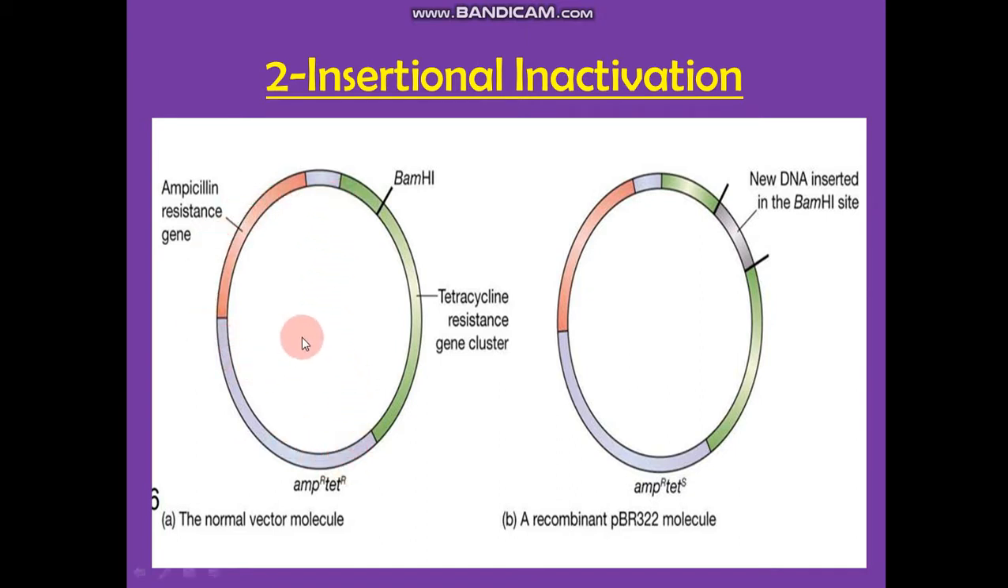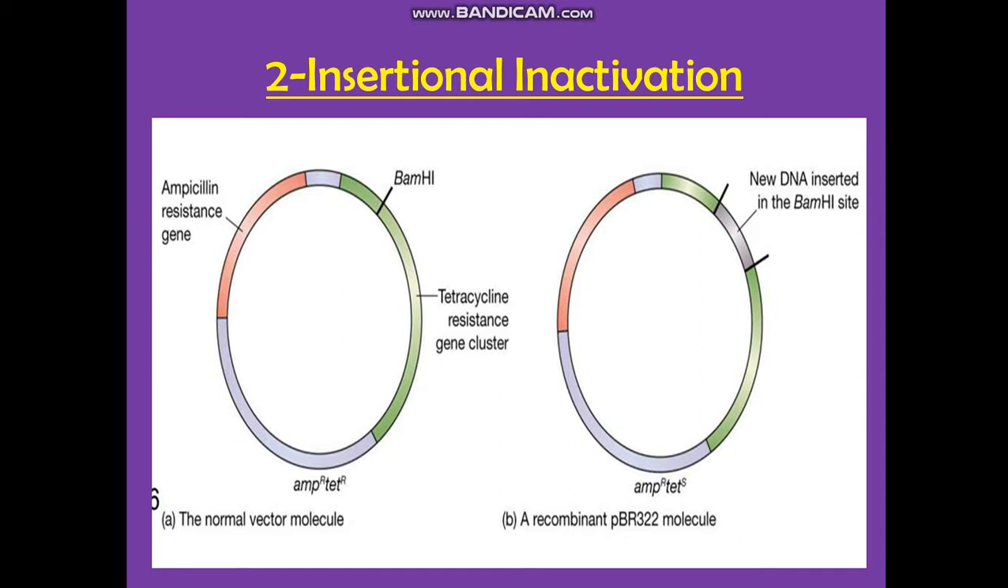You can see a normal vector containing an ampicillin resistant gene and a tetracycline resistant gene. Both the resistant genes are present. So this normal vector molecule can grow in a medium containing ampicillin antibiotic as well as one containing tetracycline antibiotic, because it can survive in both the mediums. Okay, so this is the normal vector molecule.